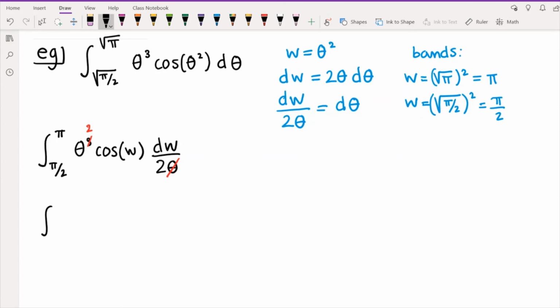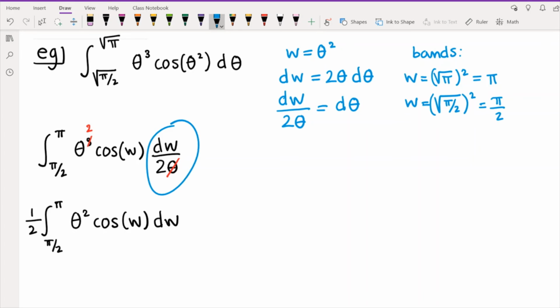So we have now the integral from pi over 2 to pi of theta squared times, and let's pull the 1/2 out too. So we have over 2, I'll just pull that to the front. So times cosine of W dW. So initially it might feel like we're stuck, right? Because usually this is the part that helps you get rid of stuff in your integral, and we didn't.